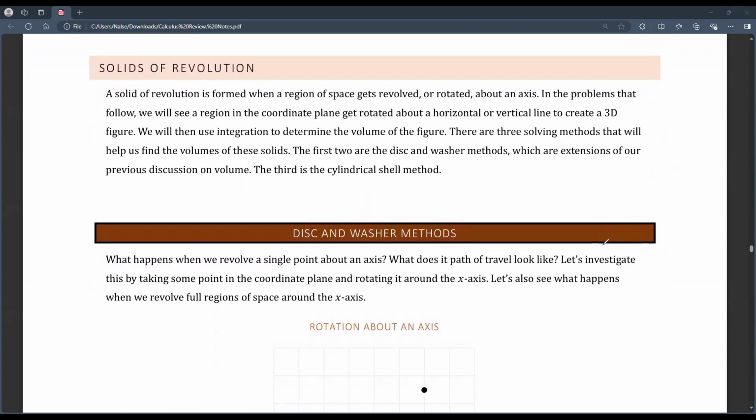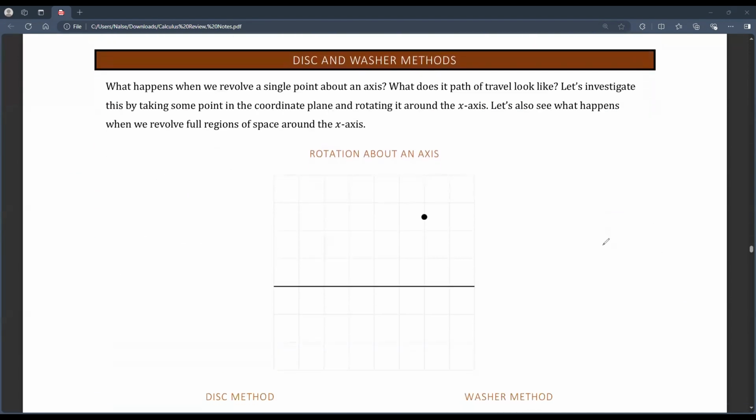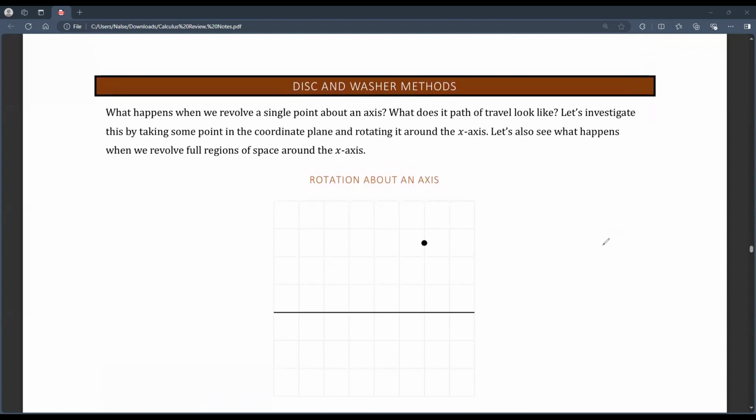Many problems that involve solids of revolution can be answered using cross-sectional areas. A solid of revolution is formed when a region of space gets revolved, or rotated, about an axis. This rotation leads to circular cross-sections. To get a better sense of this, imagine rotating a singular point about an axis. The point would travel a complete circle as it moves around the axis of rotation. The distance between the point and axis of rotation is the radius of the circle. Furthermore, this circle has a particular area, and that area can be calculated using the area formula pi r squared.